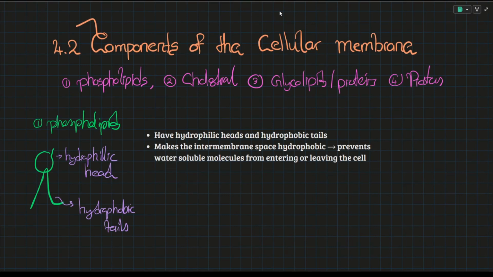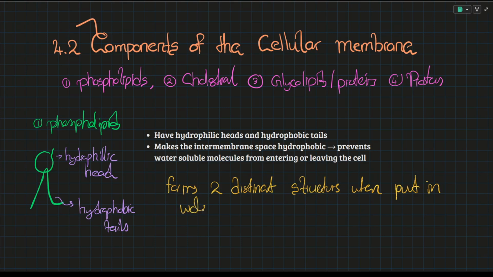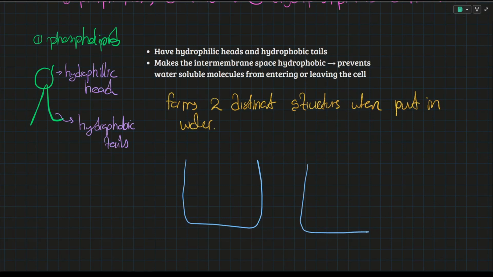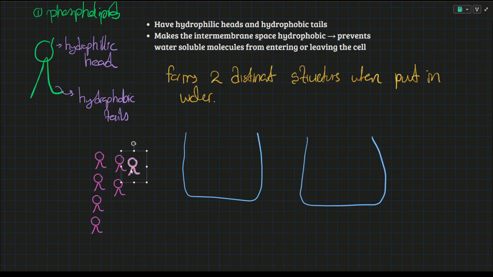Now phospholipids are capable of forming two distinct structures when put in water. What does that mean? Let's see. If I were to take some phospholipids and put them in a jar of water, I'll try my best to draw a jar of water, and now take the phospholipids and draw them in pink. If I take a couple of phospholipids, let me replicate them. 2, 3, 4, 2, 3, 4, 2, 3, 4.